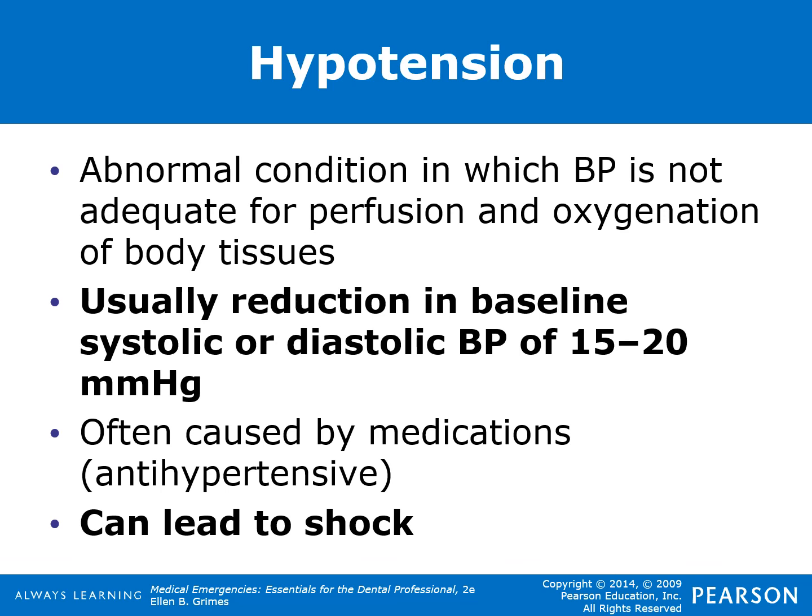So if they normally have a 140 over 80, they could now be having a 120 over 60, and it's not their norm. If you go back into the notes in Dentrix, you can find this out pretty quickly.